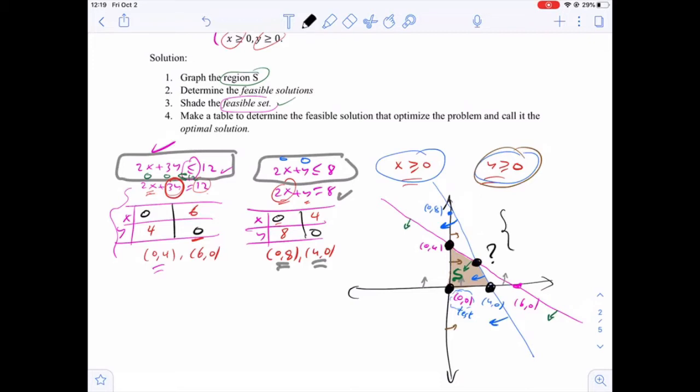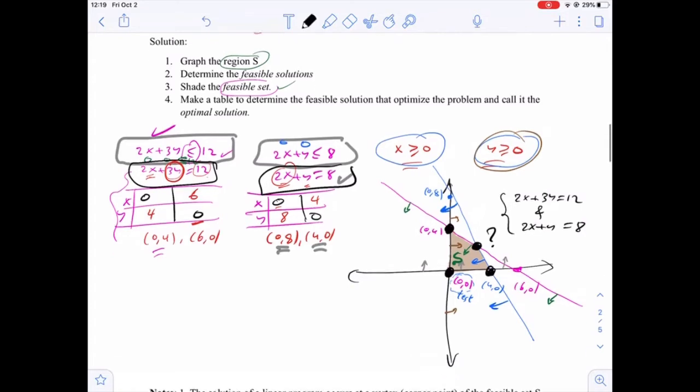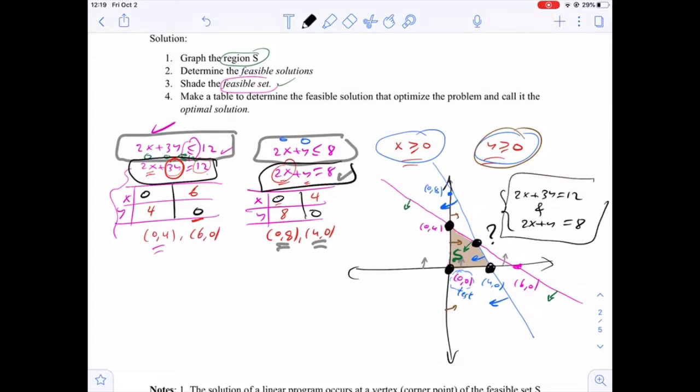In order to determine the unknown corner, we look at the lines that make this point of intersection. So it's the intersection of the two lines, the pink line and the blue line. The pink line is represented by this equation, 2x plus 3y equals 12, and the blue line is represented here by 2x plus y equals 8. Now we need to solve this system.